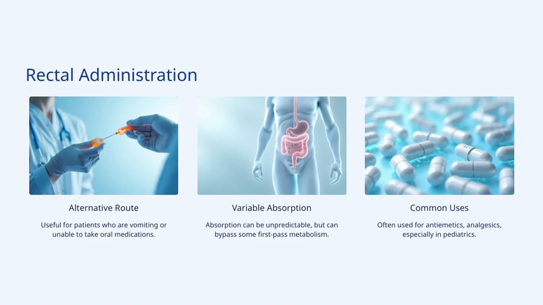It's not always predictable, which means the amount of medication that actually enters the bloodstream can differ from person to person. However, an advantage is that it can bypass some of the first-pass metabolism that happens in the liver with oral medications, potentially increasing the drug's effectiveness. This route is commonly used for medications like antiemetics, which help control nausea and vomiting, and analgesics, especially in pediatric patients who might have difficulty swallowing pills.